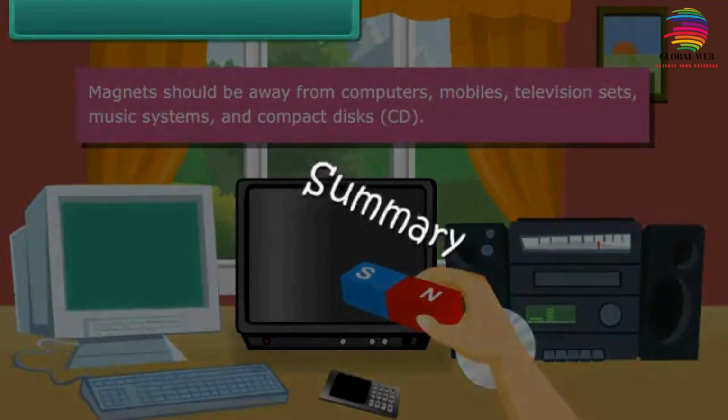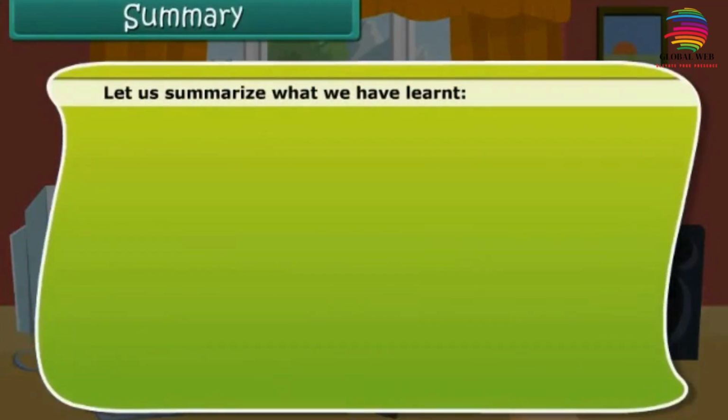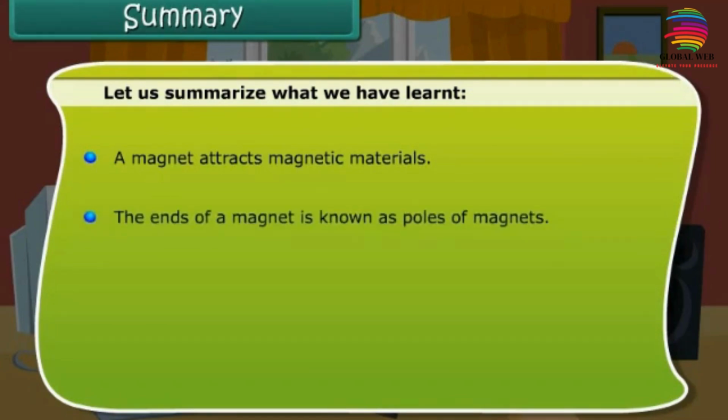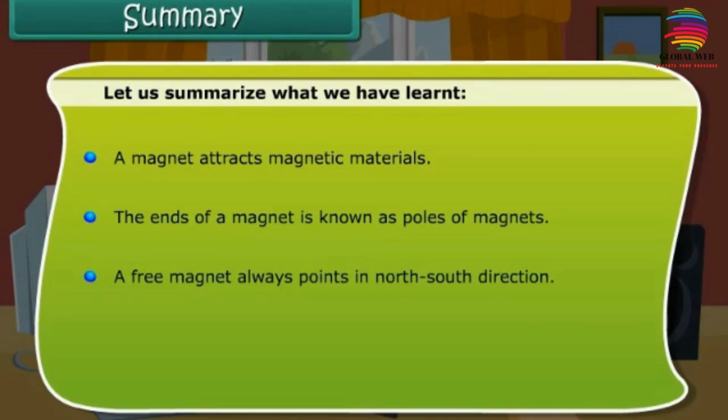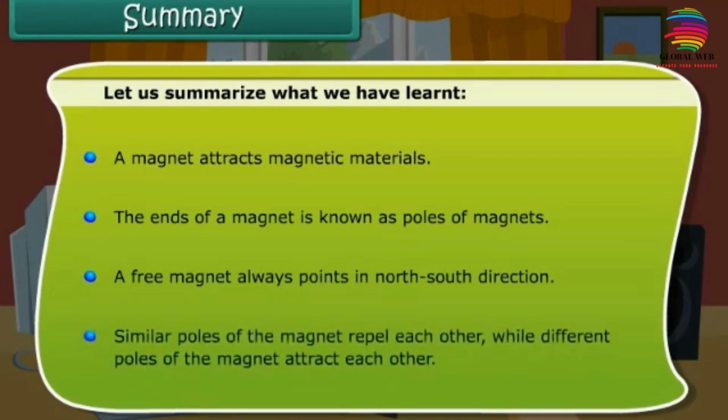Summary. Let us summarize what we have learned. A magnet attracts magnetic materials. The ends of a magnet are known as poles of magnets. A free magnet always points in the north-south direction. Similar poles of the magnet repel each other, while different poles of the magnet attract each other.